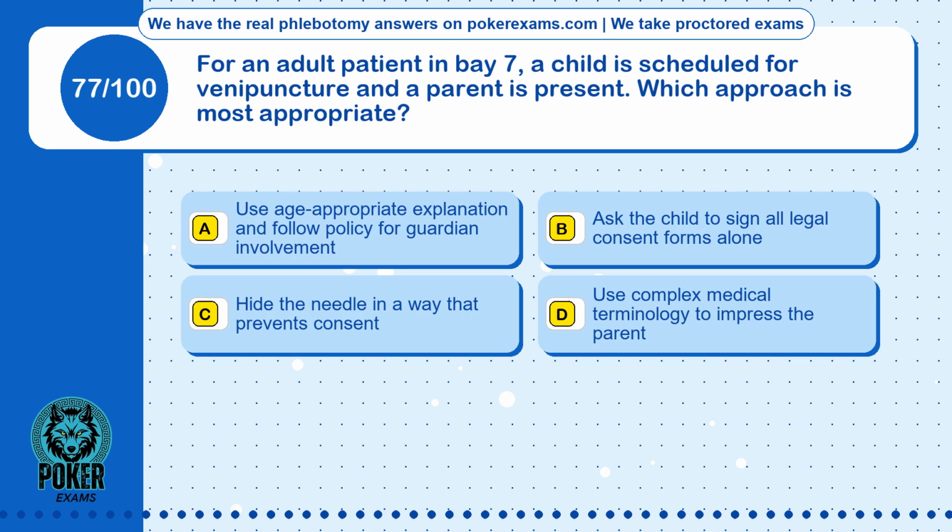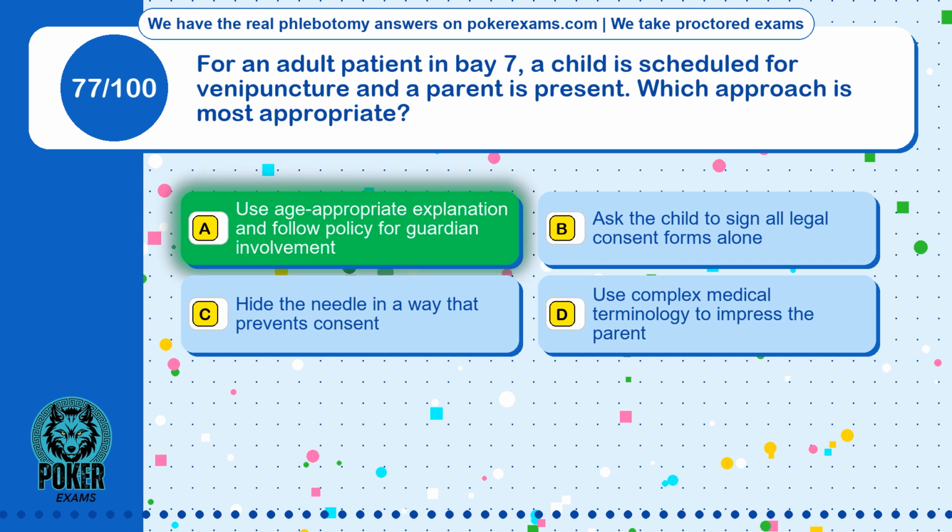Question 77. For an adult patient in Bay 7, a child is scheduled for venipuncture and a parent is present. Which approach is most appropriate? Option A. Use age-appropriate explanation and follow policy for guardian involvement. Option B. Ask the child to sign all legal consent forms alone. Option C. Hide the needle in a way that prevents consent. Option D. Use complex medical terminology to impress the parent.